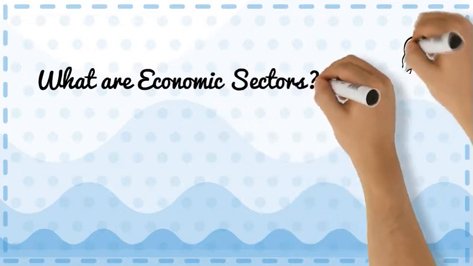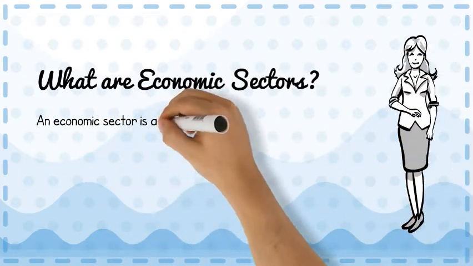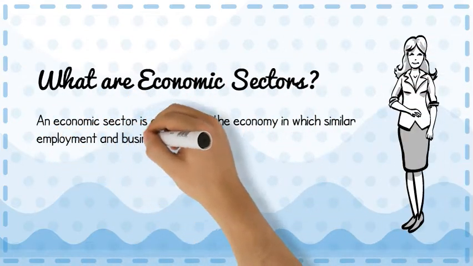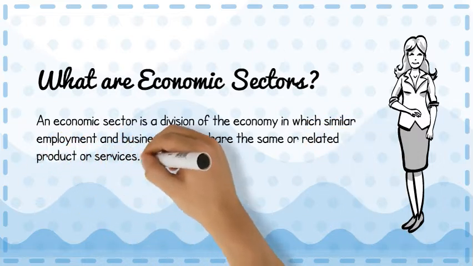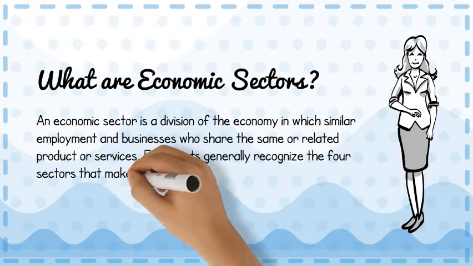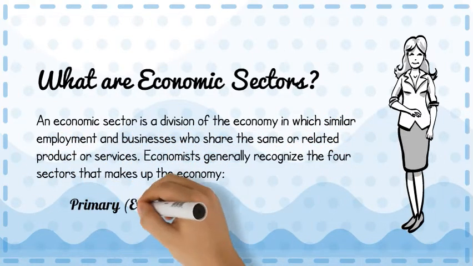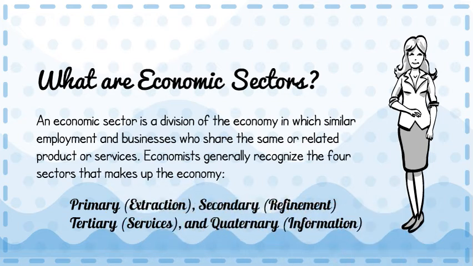What are economic sectors? An economic sector is a division of the economy in which similar employment and businesses share similar products or services. Experts generally recognize the four sectors that make up the economy: primary, secondary, tertiary, and quaternary.